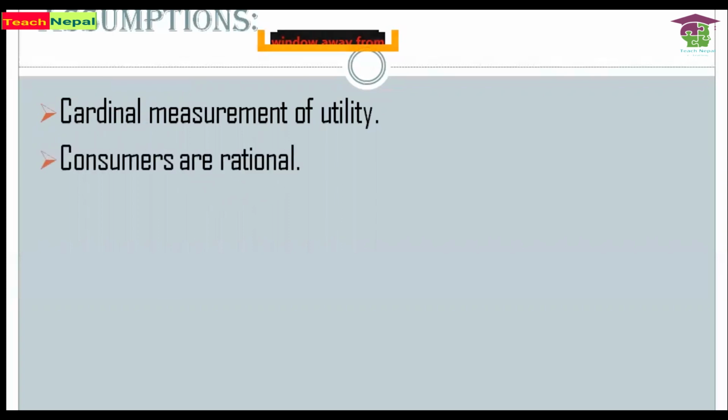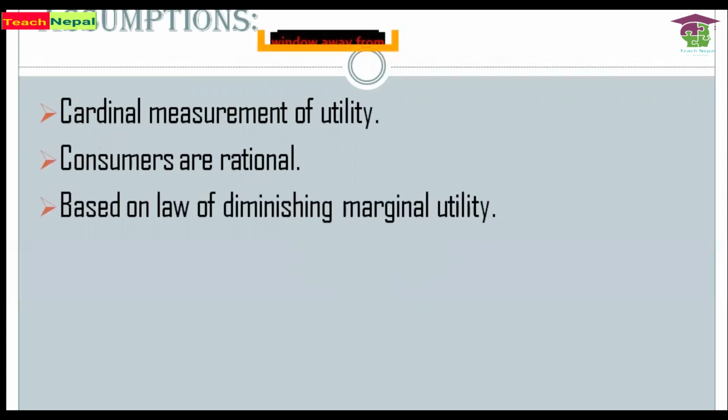Another assumption is that consumers are rational. They always behave rationally. They always have limited resources and unlimited wants to be fulfilled. And they try to fulfill maximum needs from the limited resources.